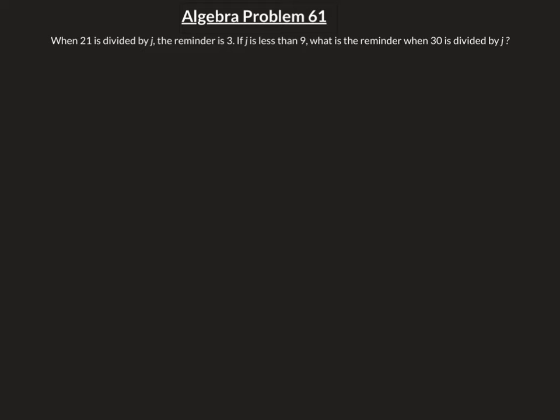So let's underline our important information. First, we have when 21 is divided by j, the remainder is 3. And then if j is less than 9, j is less than 9. And then what is the remainder when 30 is divided by j? That's our question: 30 is divided by j.